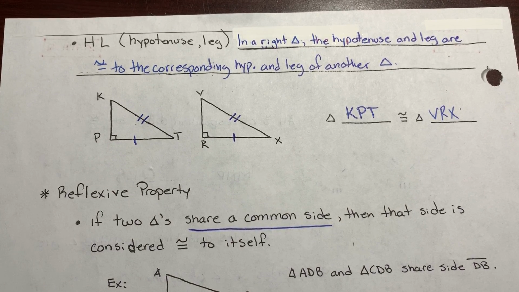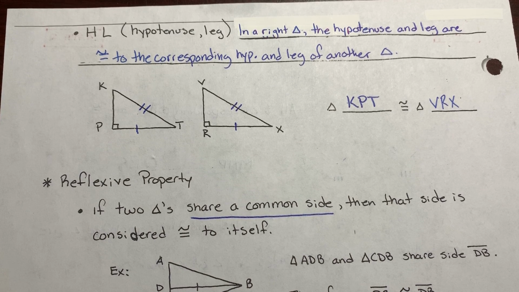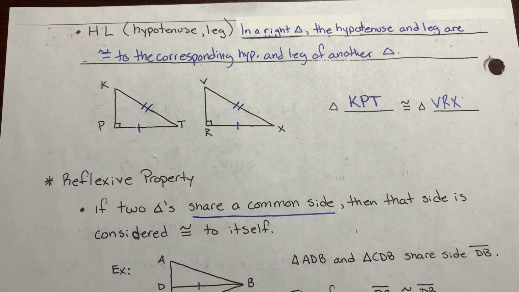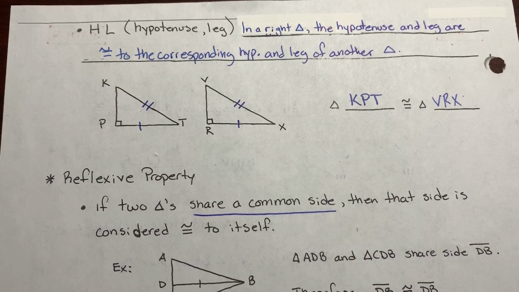So for HL, you have hypotenuse leg. Basically, that means that you would be spelling the bad word, ASS, but it has to be a right angle. It only works with a right angle, because if it's not a right angle, then it's not a right triangle, which means a hypotenuse does not exist, okay? Hypotenuse only exists in a right triangle.